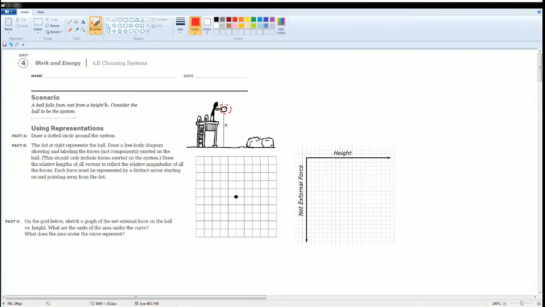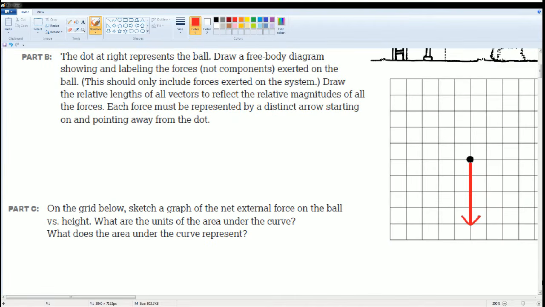Part B. The dot at the right represents the ball. You're going to draw a free body diagram showing and labeling the forces exerted on the ball of the system. We know that there's a force pulling it down, which is going to be the force of gravity.